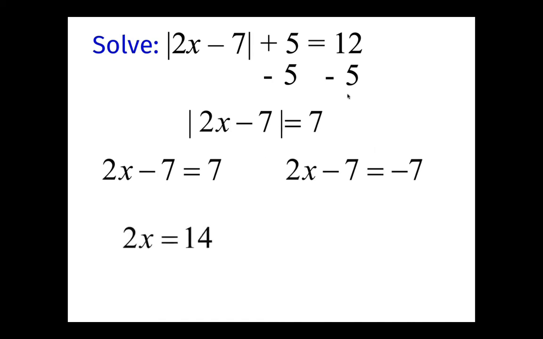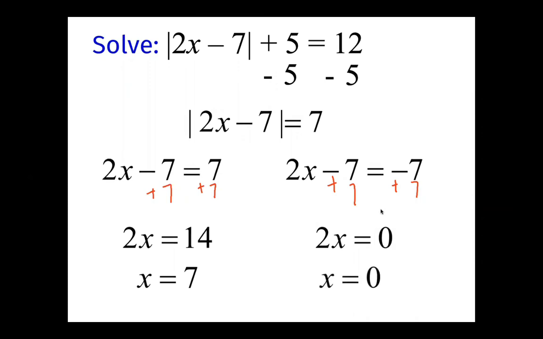Add 7 to both sides, and you're given 2x equals 14. You divide both sides by 2, you get x equals 7. Same goes for the second one. Add 7 to both sides. You're given that 2x equals 0. And once you divide both sides by 2, you get x equals 0.